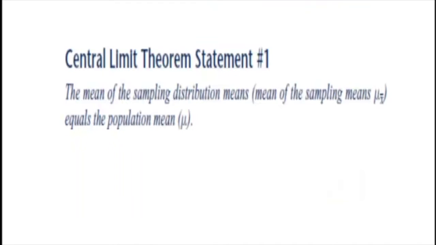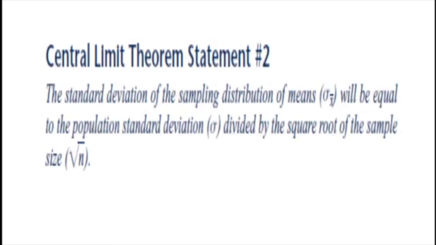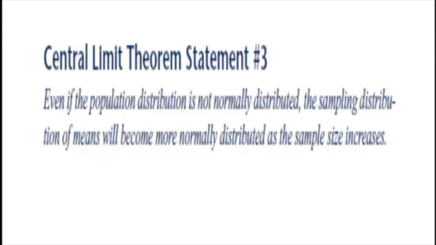These statements again: the mean of the sampling distribution of x bar is the population mean mu. The standard deviation of the sample mean x bar is the population standard deviation sigma divided by the square root of the sample size. If we have a reasonable sample size, say at least 30, then the shape of the distribution of x bar is approximately normal.